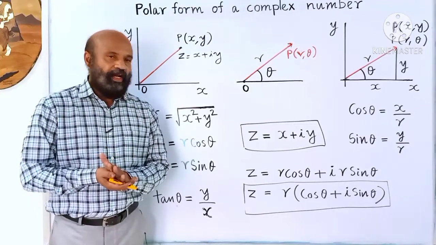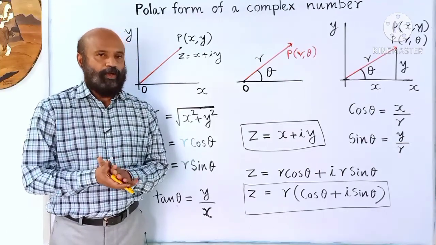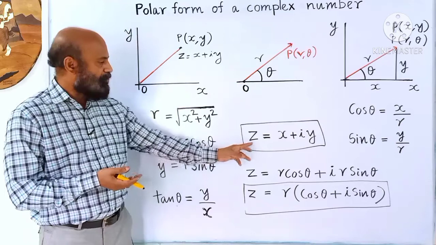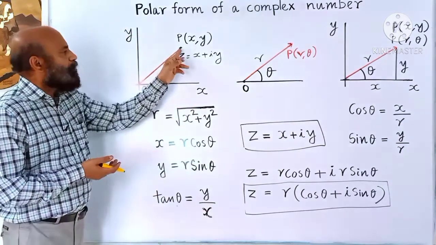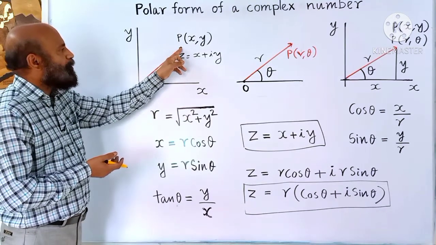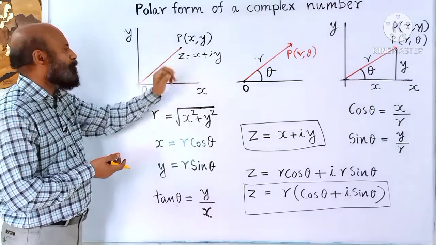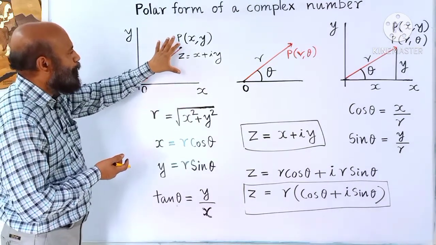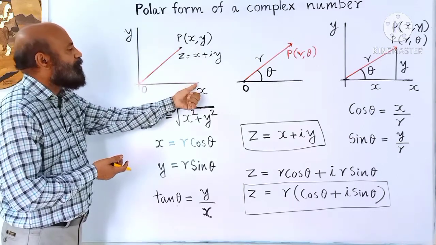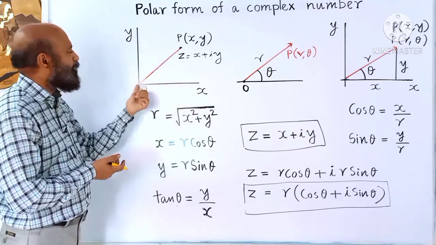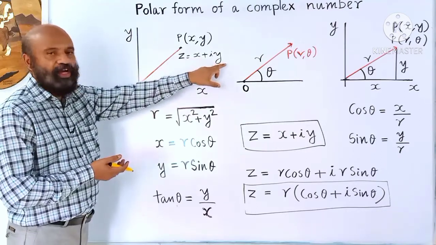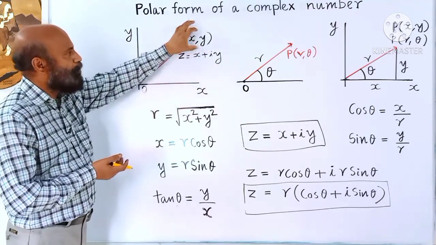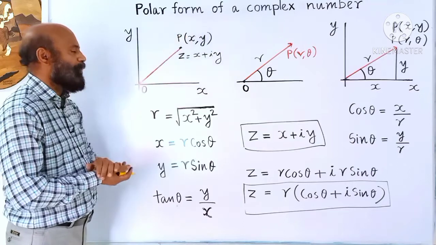You know the rectangular form of a complex number, that is z is equal to x plus i y. A complex number can be represented by a point in a plane. So this is the rectangular coordinate system, x-axis, y-axis, then z is equal to x plus iy. It can be represented by an ordered pair x comma y.